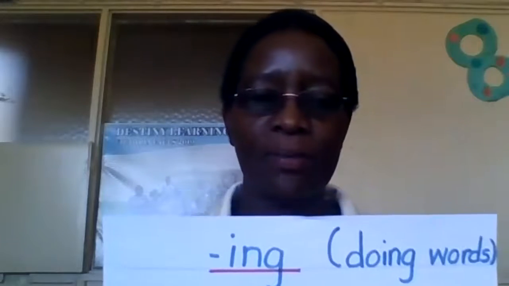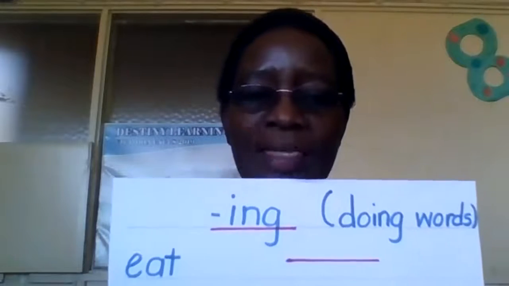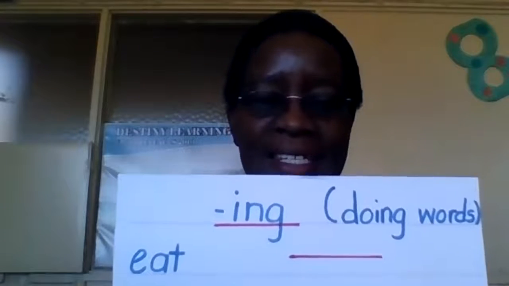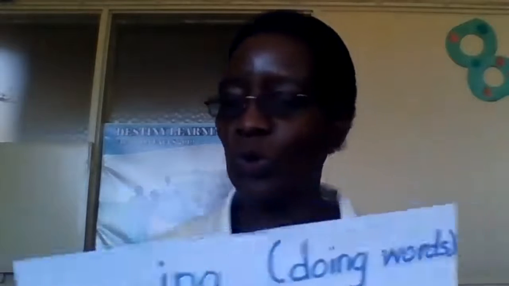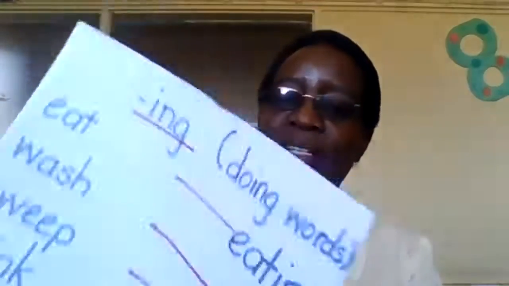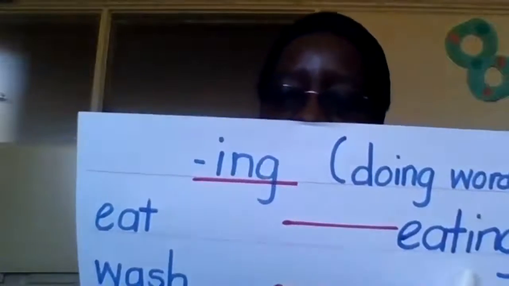All right, so first let's look at the word eat. I'm saying eat. And what are you doing at the moment? I am eating. We say I am eating. So you simply add ing at the end of that word. Let's write that word together. E-A-T-I-N-G. Eating. Simple, isn't it? So eat, then you are eating.